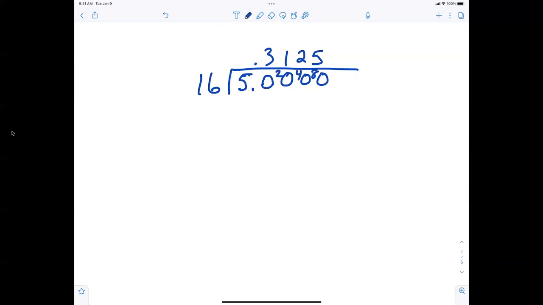0.3125. Please do not tell me about repeating. It stops, it terminates, it ends. There is no repetition of numbers here. It's done. 80 minus 80 is 0. We stop. It's not always repeating just because we've been doing a couple repeated numbers here. All right. So again, 0.3125.